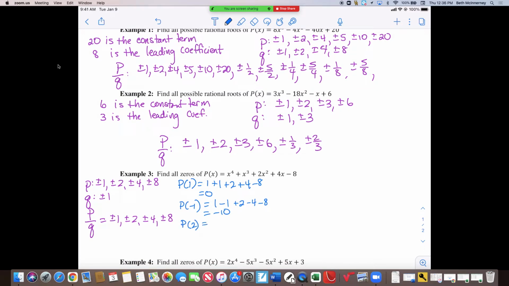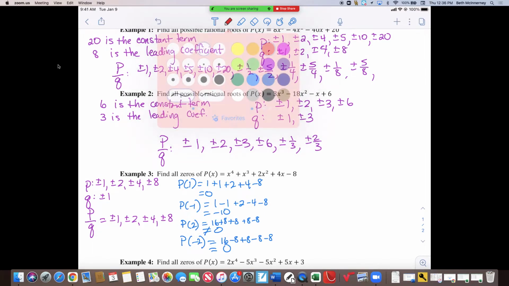When I do P of 2, that's what, 16 plus 8 plus 8. Well, that's definitely not it, right? That's definitely not 0. I don't care what it is. It's just not 0. But P of negative 2 is 0. So really this is kind of a pain to do these. But watch, we're going to tie this all together. It's really quite beautiful. I found 2 of the zeros.